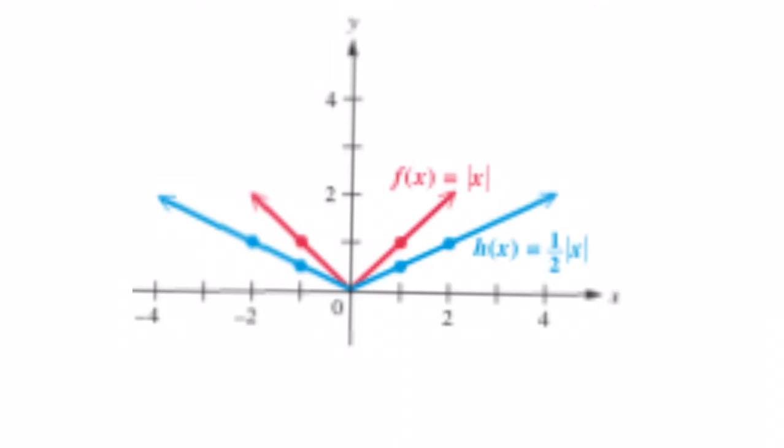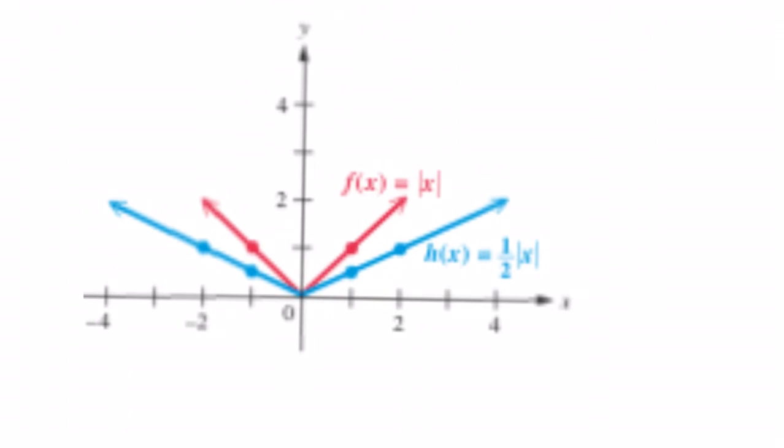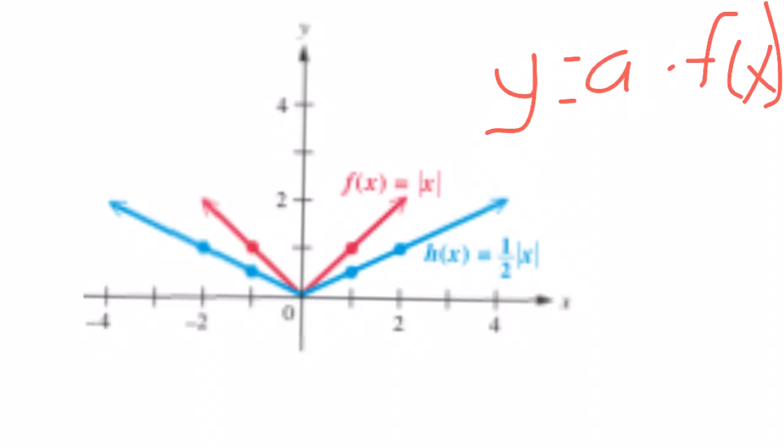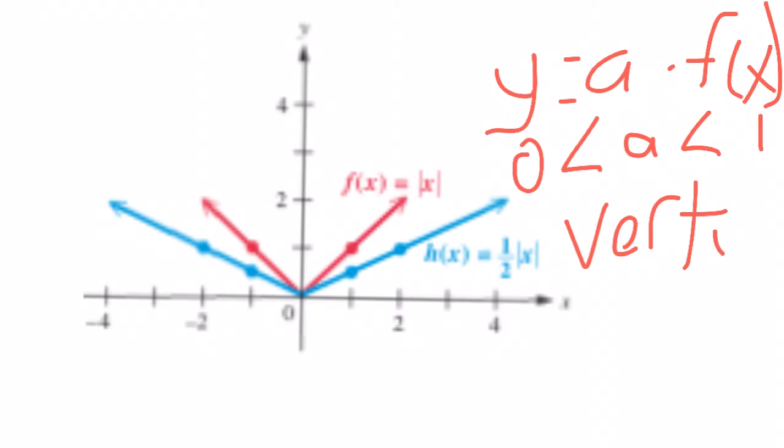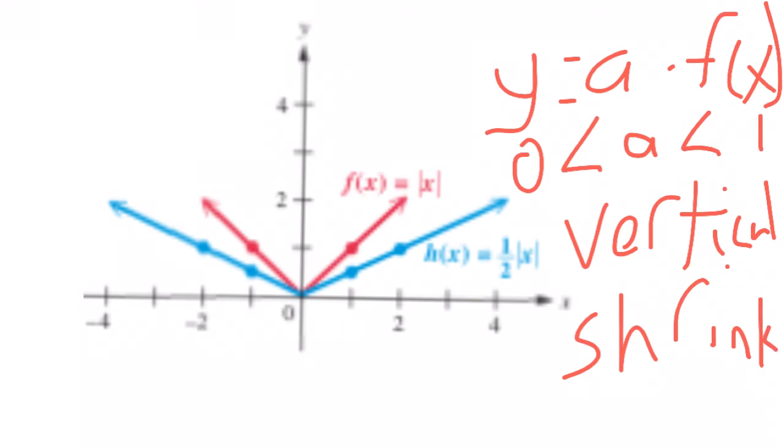If you notice, for y equals some number times f of x, since our number is a fraction, that means it's between 0 and 1. That's what we call a vertical shrink. When the number in front of our function is less than 1, we call it a vertical shrink. Vertical shrink just makes the graph wider. So now for part C.